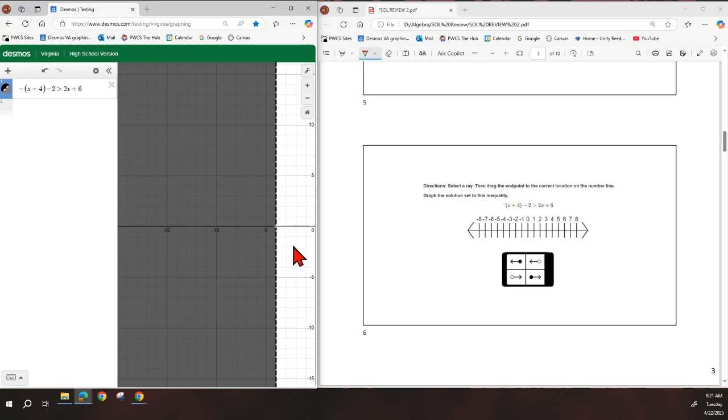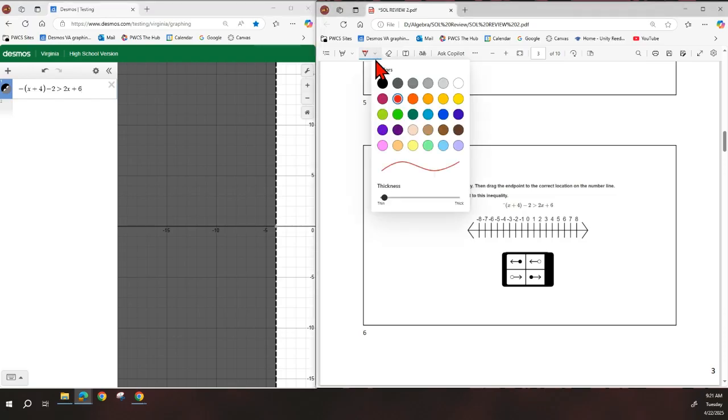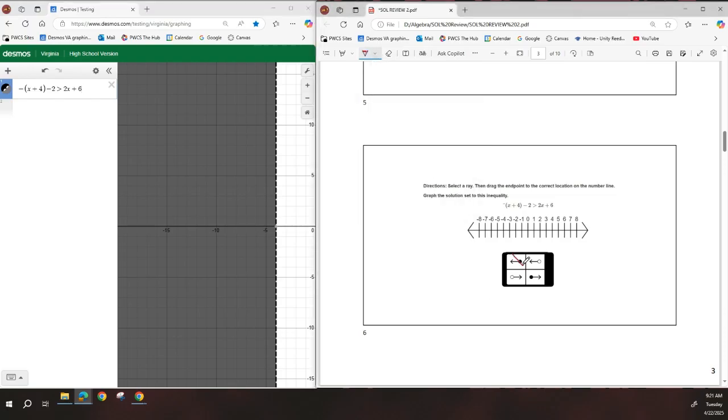We have a dashed line, so that means we're going to need an open circle. So we're going to cross out these two options that have a closed circle. Our shading is to the left of our intercept, so that means our arrow needs to point to the left.